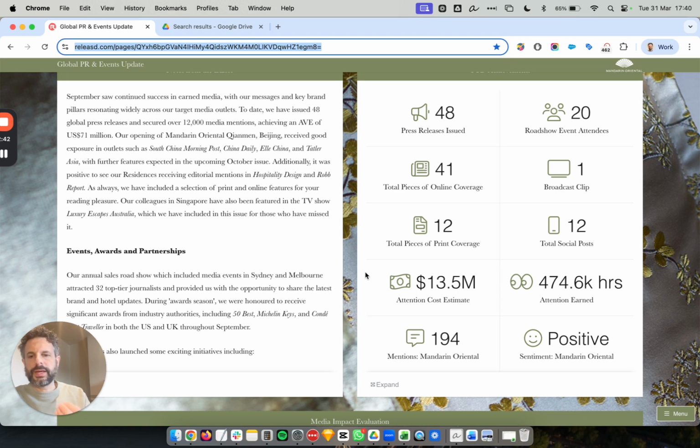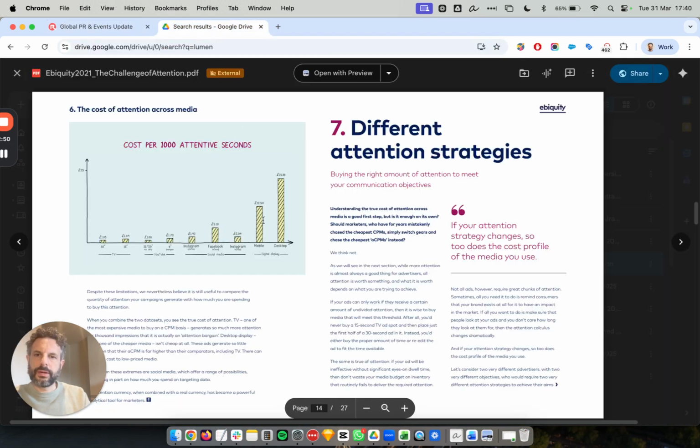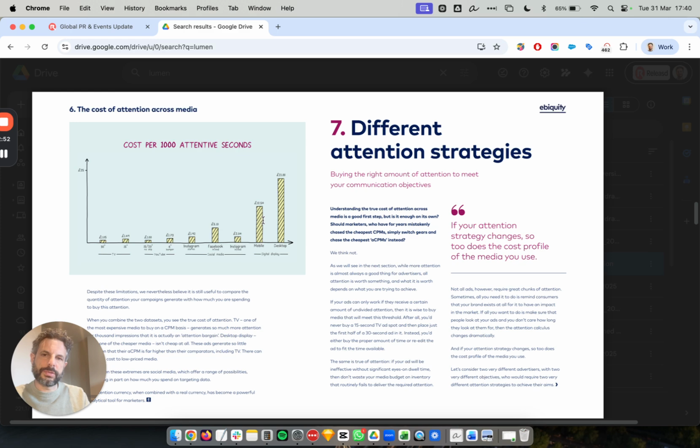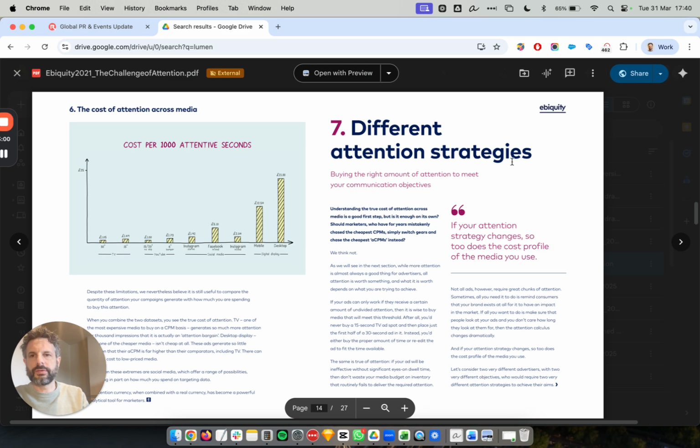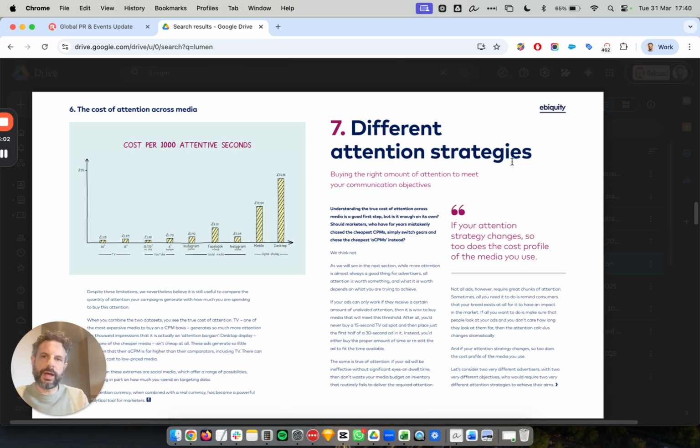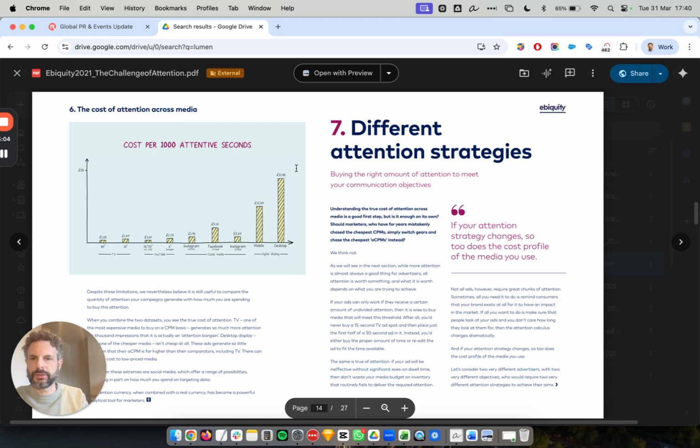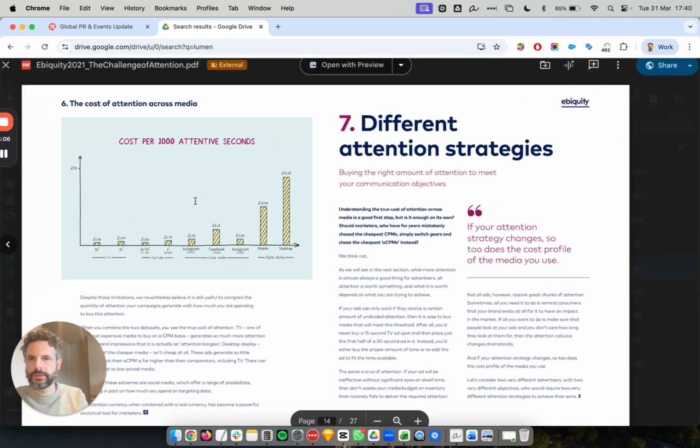So what we need in order to generate this figure is essentially a rate card for attention. And thanks to advancements in eye tracking technology, big studies that have been done by companies like Lumen and Ubiquity, who actually generated this white paper, we now have a rate card for attention. You can see some of the data here.